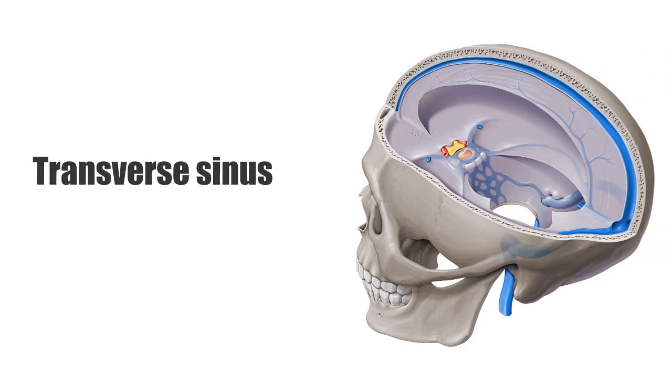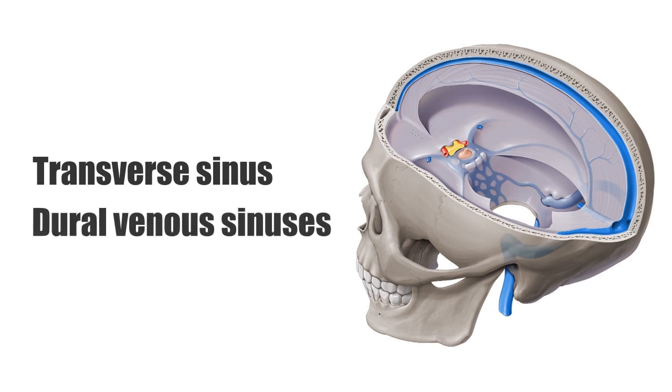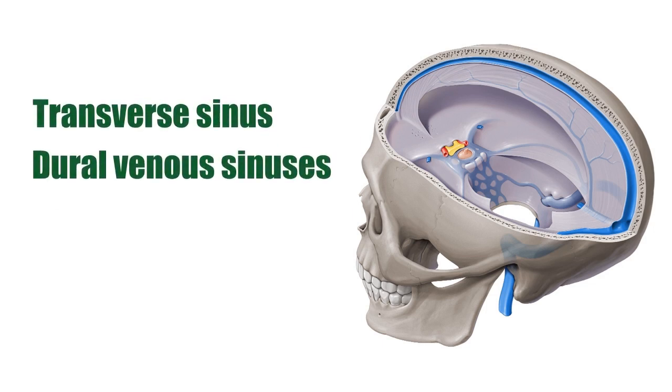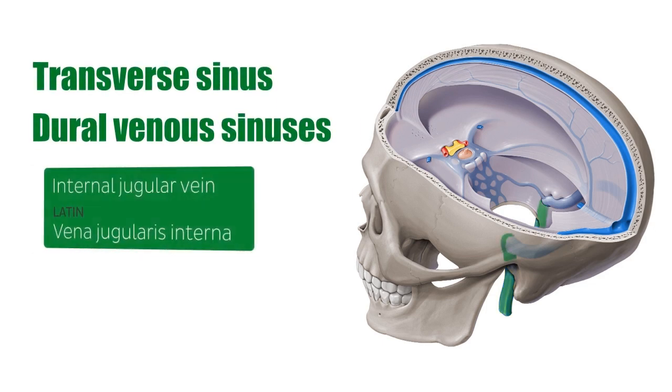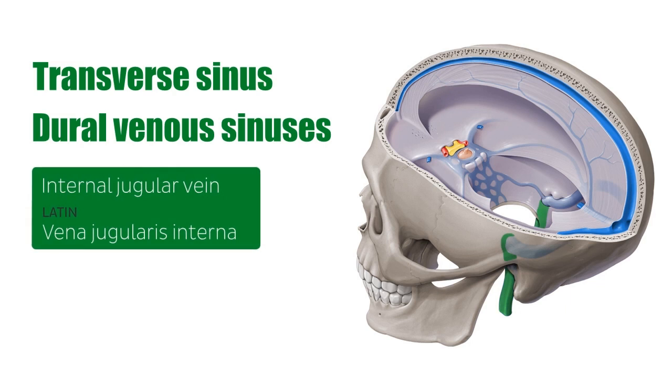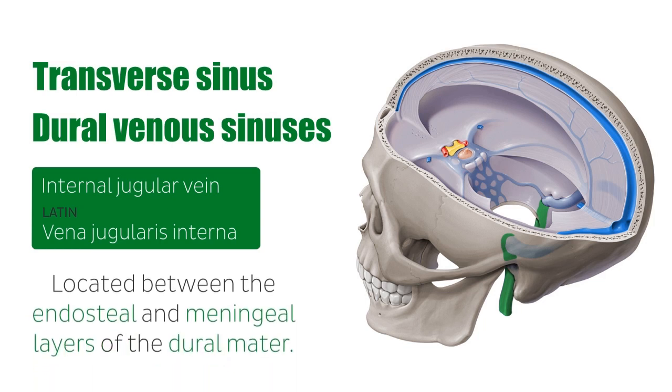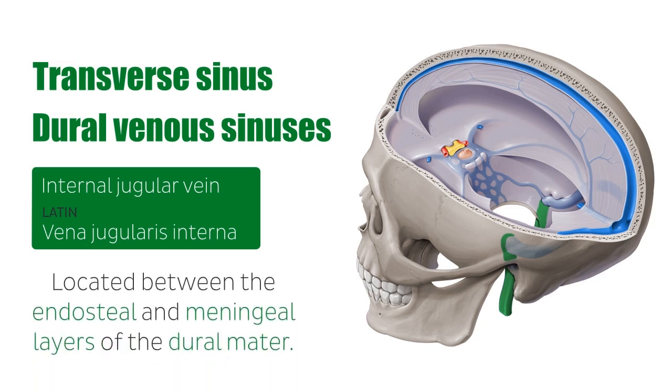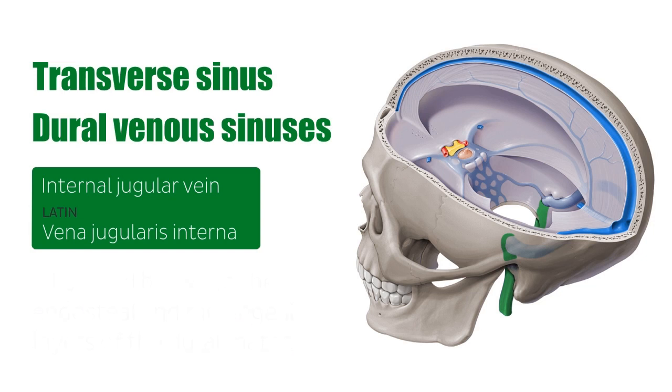As I just mentioned, the dural venous sinuses drain venous blood from the brain and the meninges into the internal jugular vein, which is this structure you see here highlighted in green. These venous channels are located between the endosteal and meningeal layers of the dura mater in the cranial cavity, and their walls are lined by endothelium.